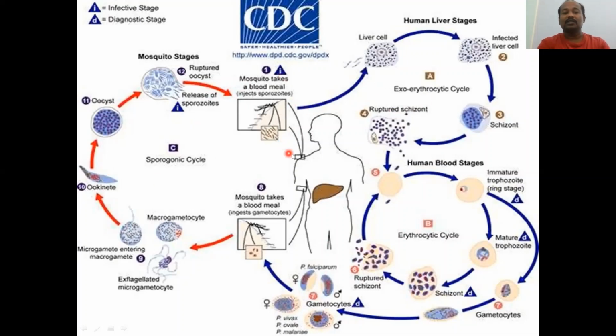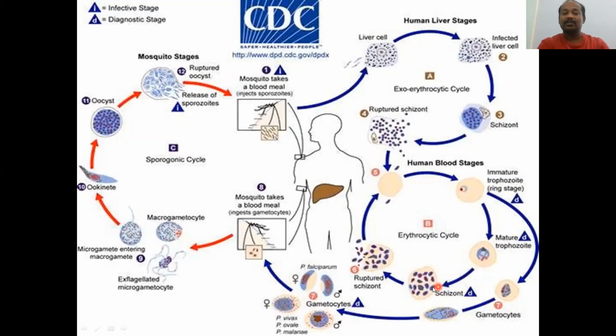Once the human is infected, the parasite enters into the liver cells, where there is a liver cycle. In that case, the schizonts get ruptured, and then it enters into the blood circulation. Once in the blood circulation, there will be a ring stage, that is the immature trophozoite stage. This has some diagnostic importance. Then it is converted into mature trophozoites and also gametocytes. So both of these have some diagnostic importance.